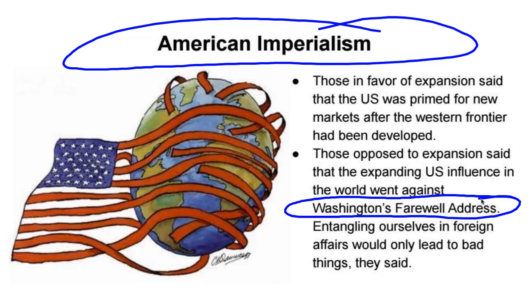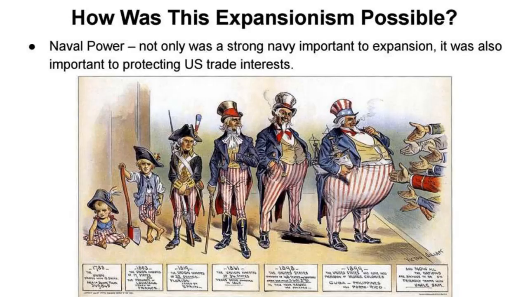And they believed that entangling ourselves in foreign affairs would only lead to bad things. It would give foreign nations and empires a bitter taste of the United States, and it would lead to bad things in the future. Now, how is this expansionism possible? And I think we mentioned this in the Gilded Age lecture about naval power. And one of the reasons that we gobbled up territories was to expand naval power around the world with naval bases everywhere.